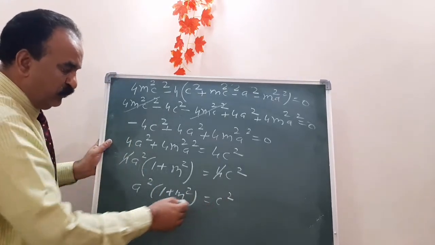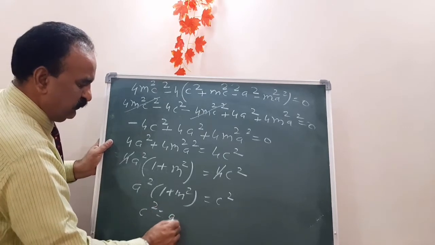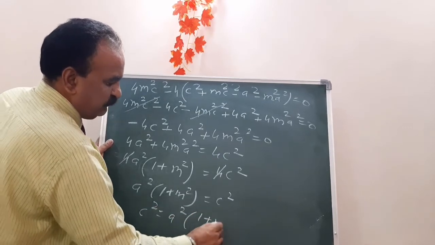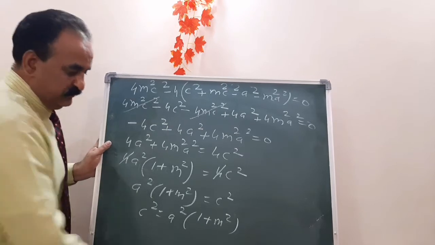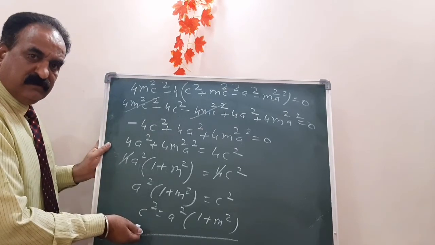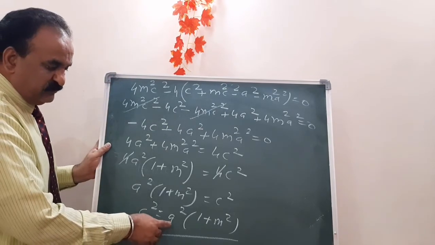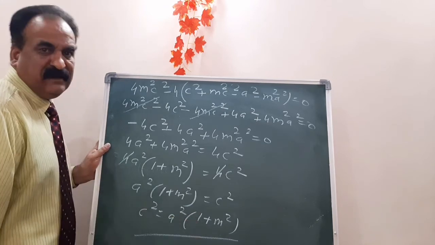It means what you have to prove? c square is equal to a square into (1 plus m square). This you wanted to prove. You got the solution. c square is equal to a square into (1 plus m square).